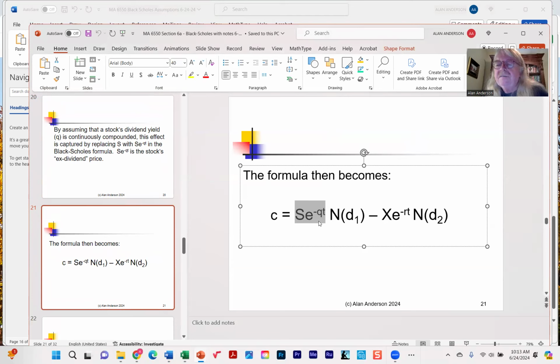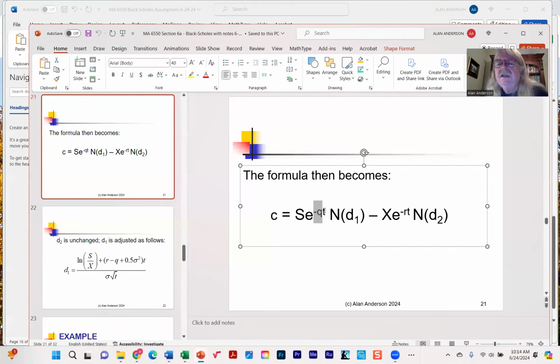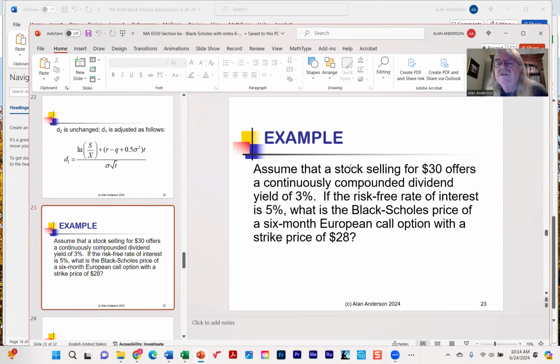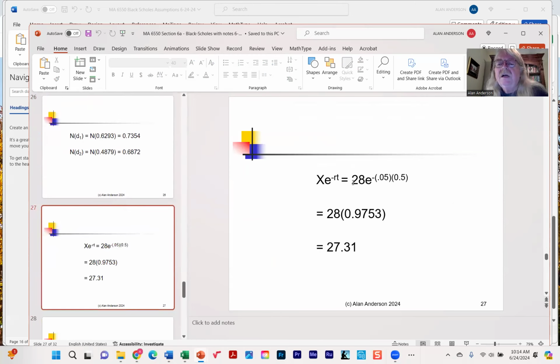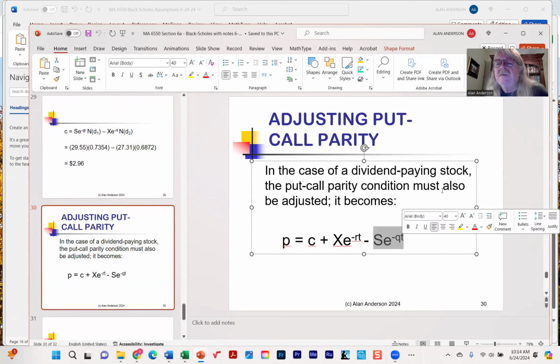So you'll see it here. And also it affects d1. Now, it may not look like it, but algebraically, having S e to the minus QT up here can be rewritten as you're seeing here. So all we've done is change two things, here and here. Now, as it turns out, this is going to affect the put call parity condition. So let me jump ahead a little and show you how that would be affected. It's pretty much just what I just said. S is being replaced with S e to the minus QT.